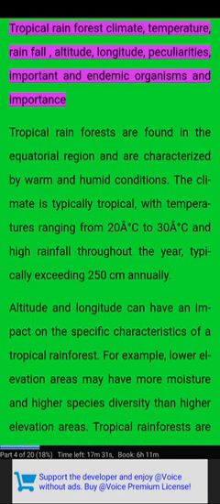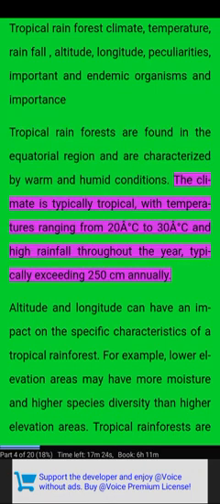Tropical rainforest: climate, temperature, rainfall, altitude, longitude, peculiarities, important and endemic organisms, and importance. Tropical rainforests are found in the equatorial region and are characterized by warm and humid conditions. The climate is typically tropical, with temperatures ranging from 28 degrees C to 38 degrees C and high rainfall throughout the year, typically exceeding 250 centimeters annually.